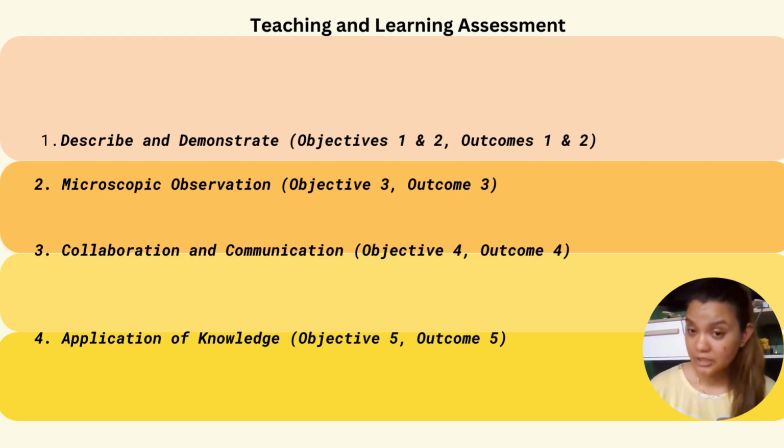Objective number four will be collaboration and communication. Basically, this involves group activities where students provide feedback to their peers on their observations and interpretations of cell structures. Objective number five will be the last one, which is application of knowledge. We use formative assessment techniques such as exit tickets or brief quizzes to evaluate student understanding of the materials covered during the lesson. So basically, this is all the teaching and learning assessment that we use in our lesson plan.